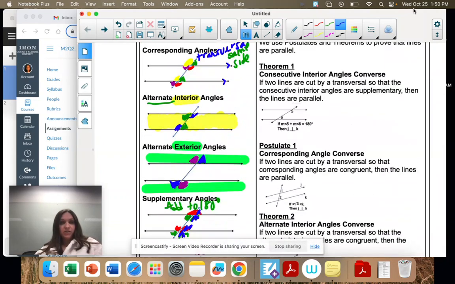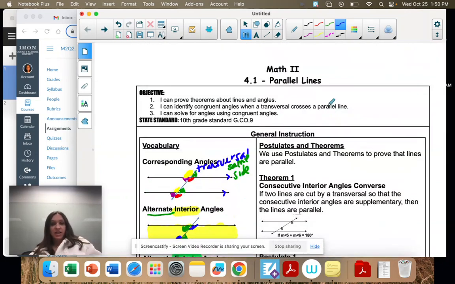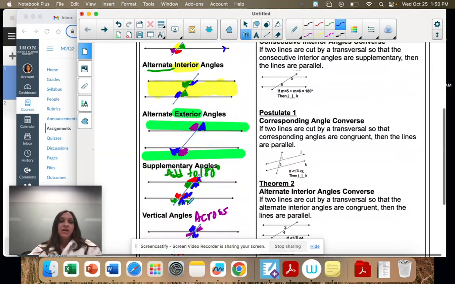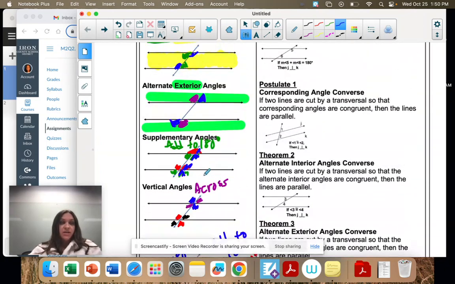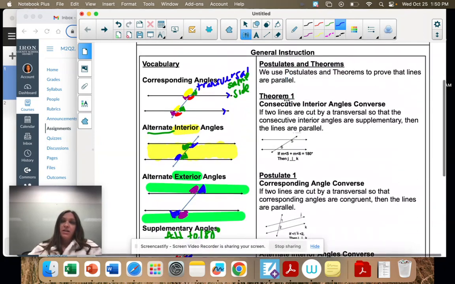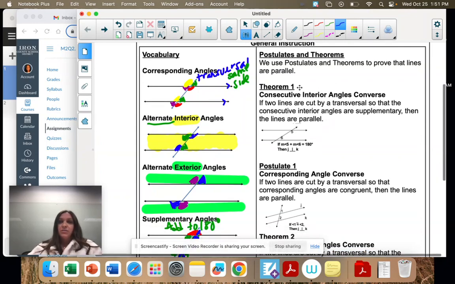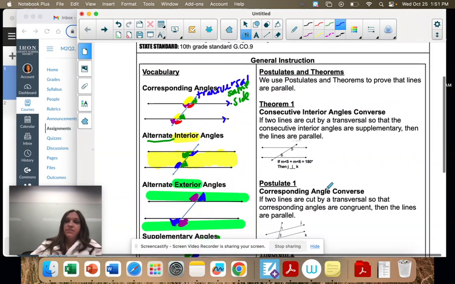So when we get into geometry, we have things that we call postulates and theorems. So there's things that have been proven that we know. So all of these angle identities that we just talked about, these are all theorems. They've been proven with parallel lines. And then postulates mean the same thing. There's just different wording in geometry. But all of these over here are converse.